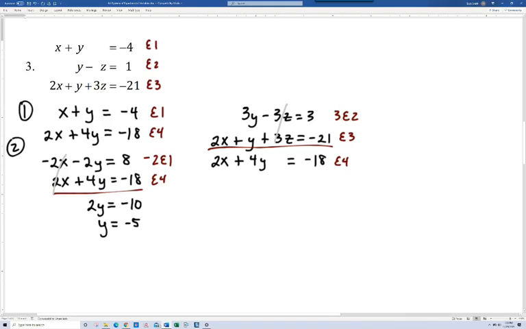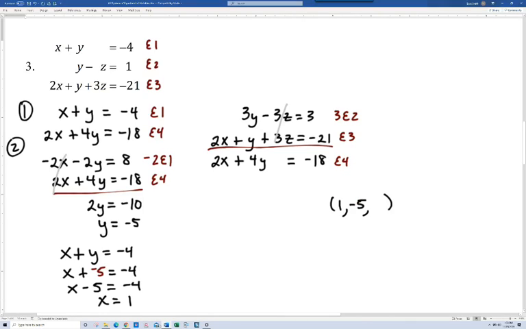And now again, at this point, sometimes students get lost, but remember, we're just solving this system of equations. We just found y, we need to find x. So I'm going to use equation 1. I'm liking that one. We've got x plus y equals -4, and y is -5. So basically, we have x minus 5 is equal to -4. And if we add 5 to both sides, we get x is equal to 1. And so we've found the x and y values. And so I'm going to write my ordered triple with 1, -5 for x and y, and now I need to find z.